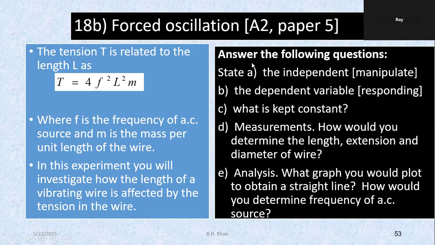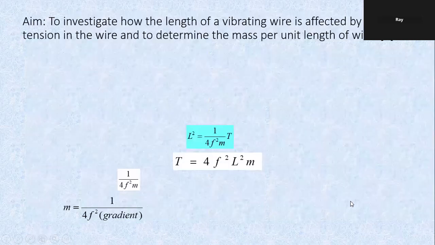Right? So usually they will guide you on what things they want. Independent variable, what you change. Dependent variable, what is responding, and what is kept constant. Measurements, how would you determine the length, extension, and diameter of the wire? Analysis, what graph would you plot to obtain a straight line graph? How would you determine the frequency of the alternating source?